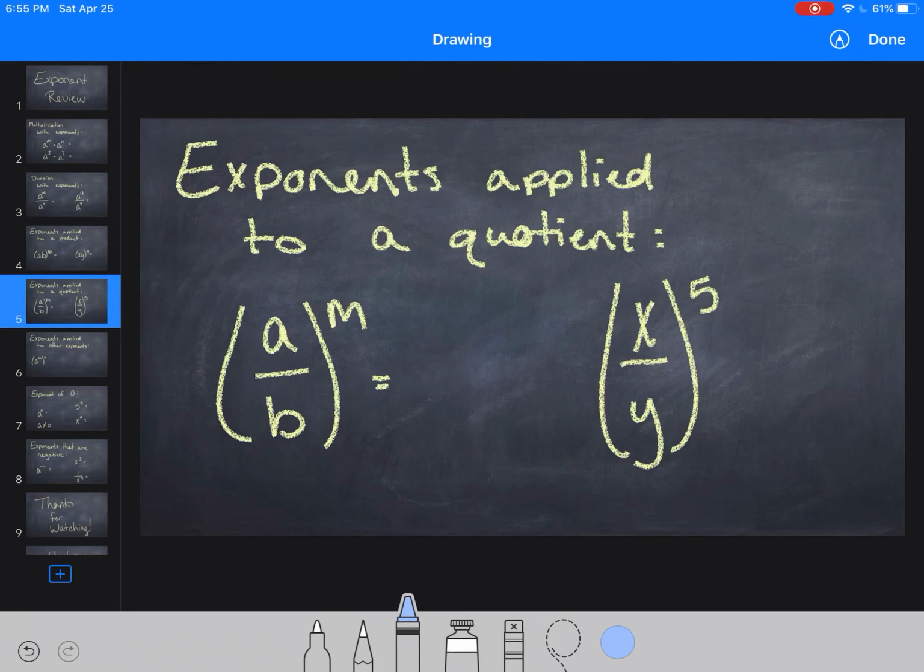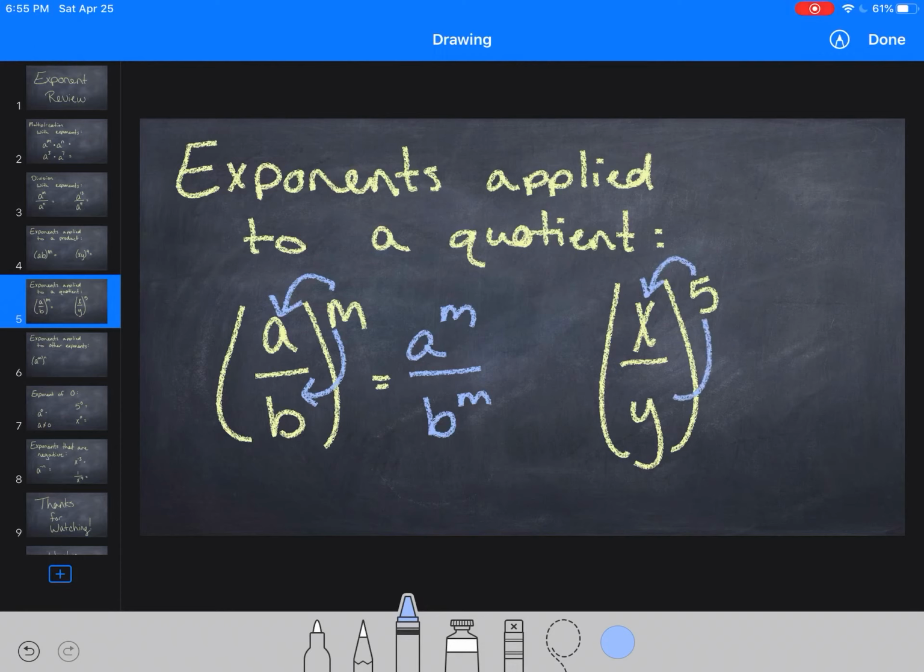Exponents applied to a quotient. If I had a quotient a divided by b in parentheses, and I had an exponent on the outside of the parentheses, I would have to distribute that exponent into the parentheses to the top part of the fraction and the bottom part of the fraction. So I would end up with a to the m divided by b to the m.